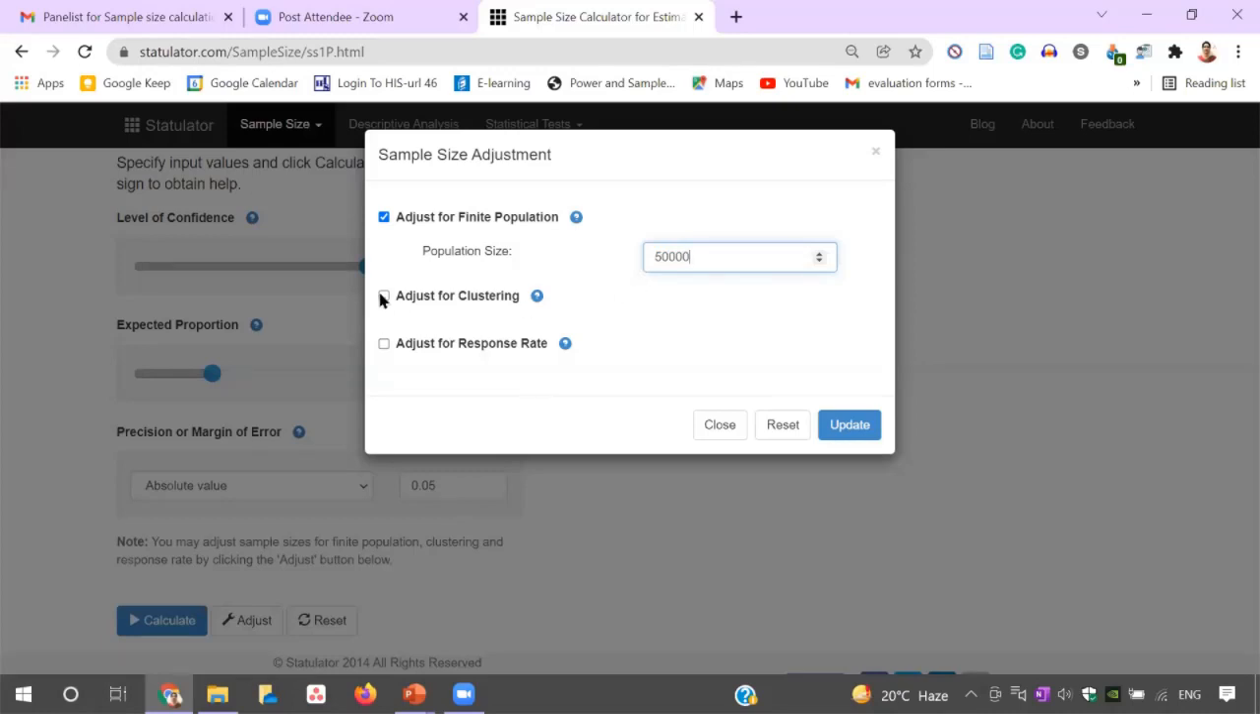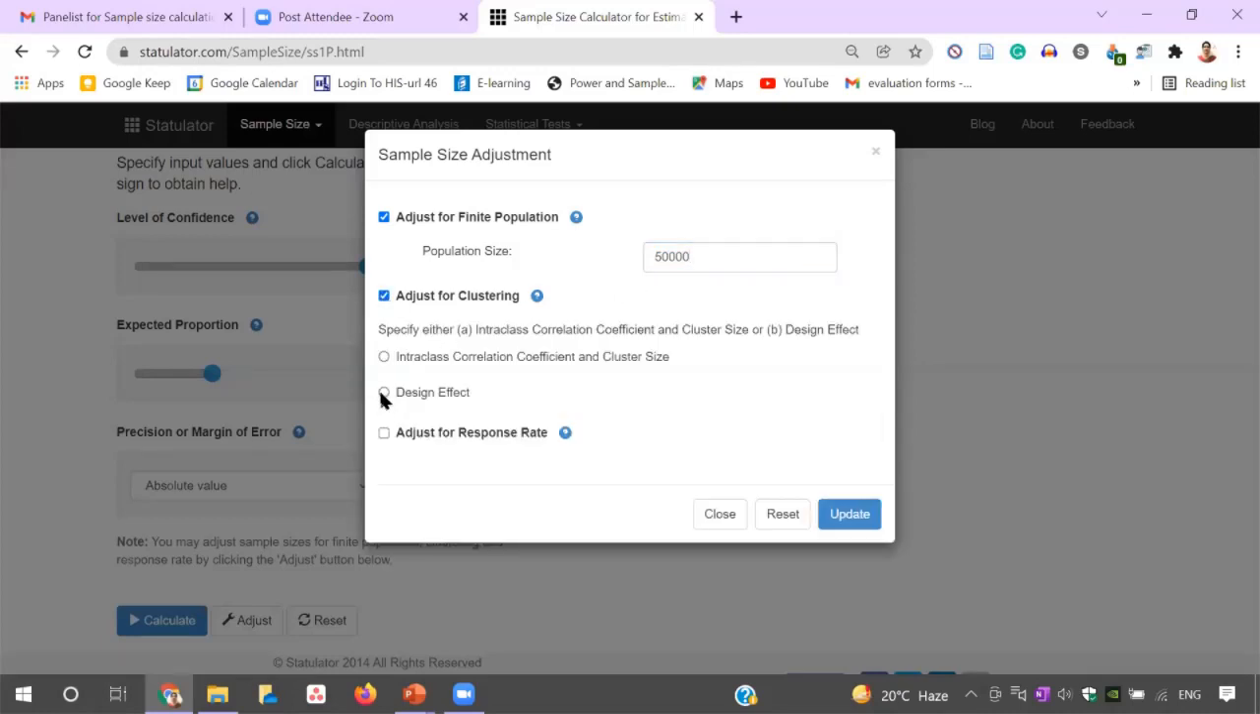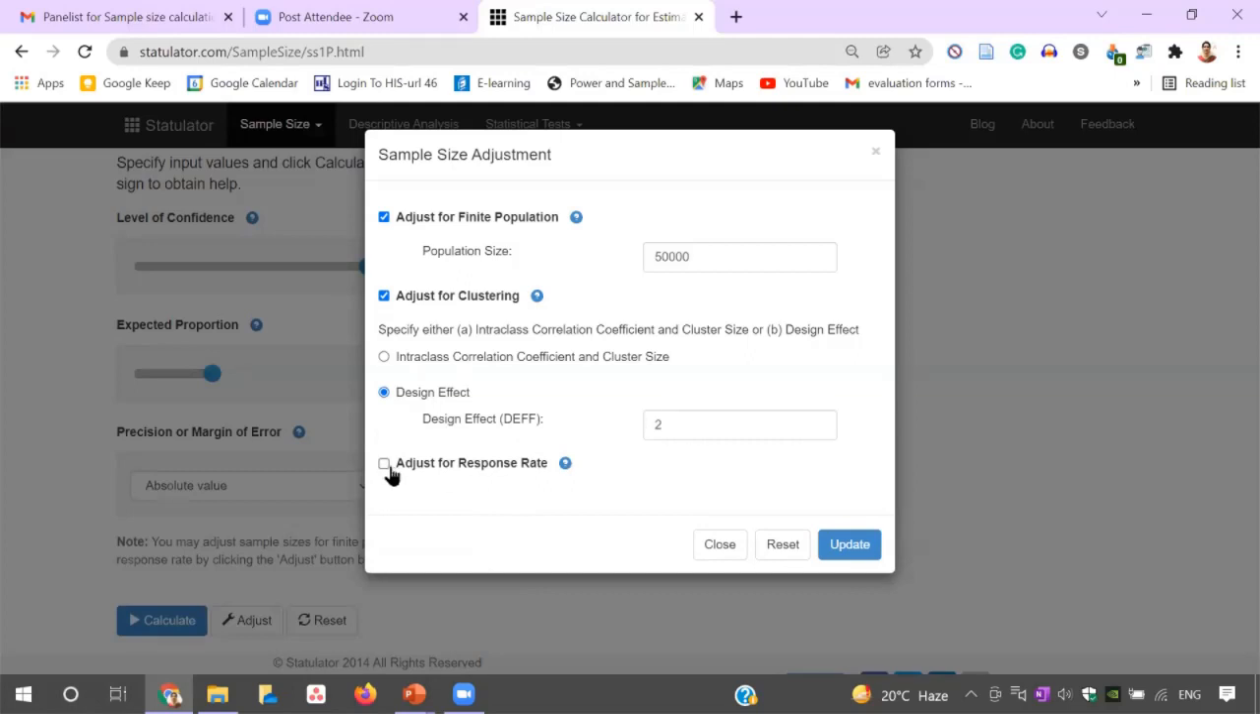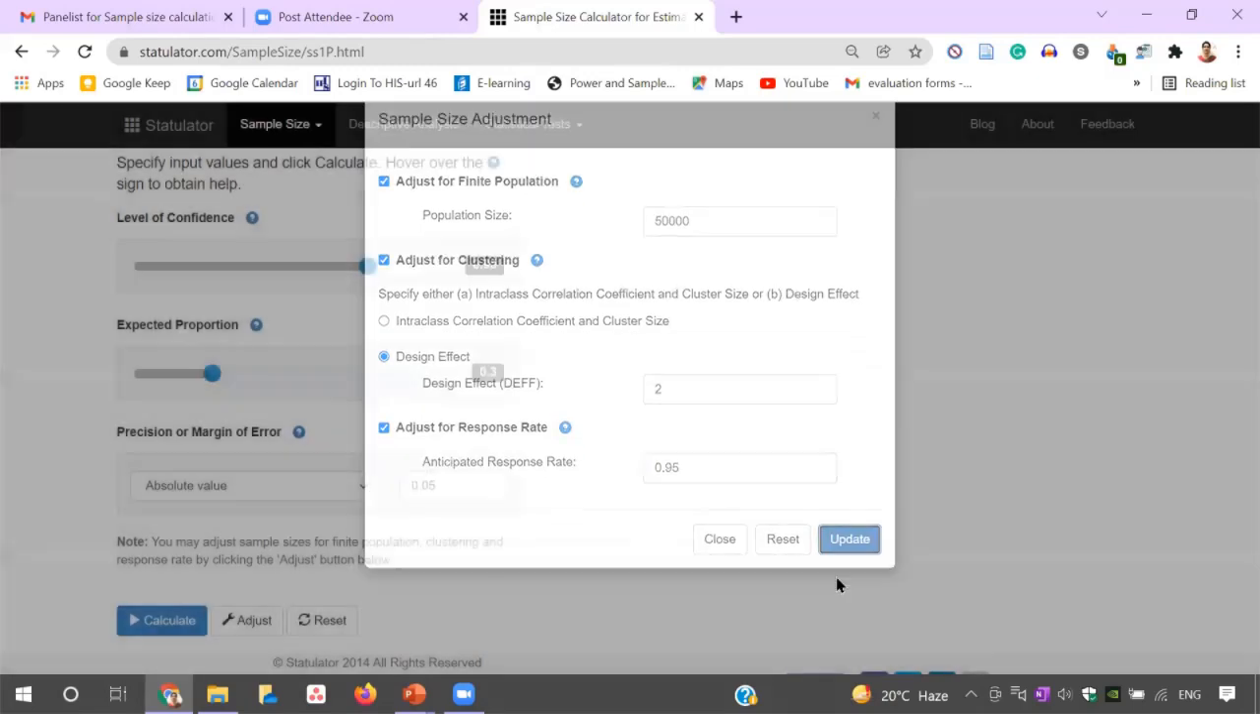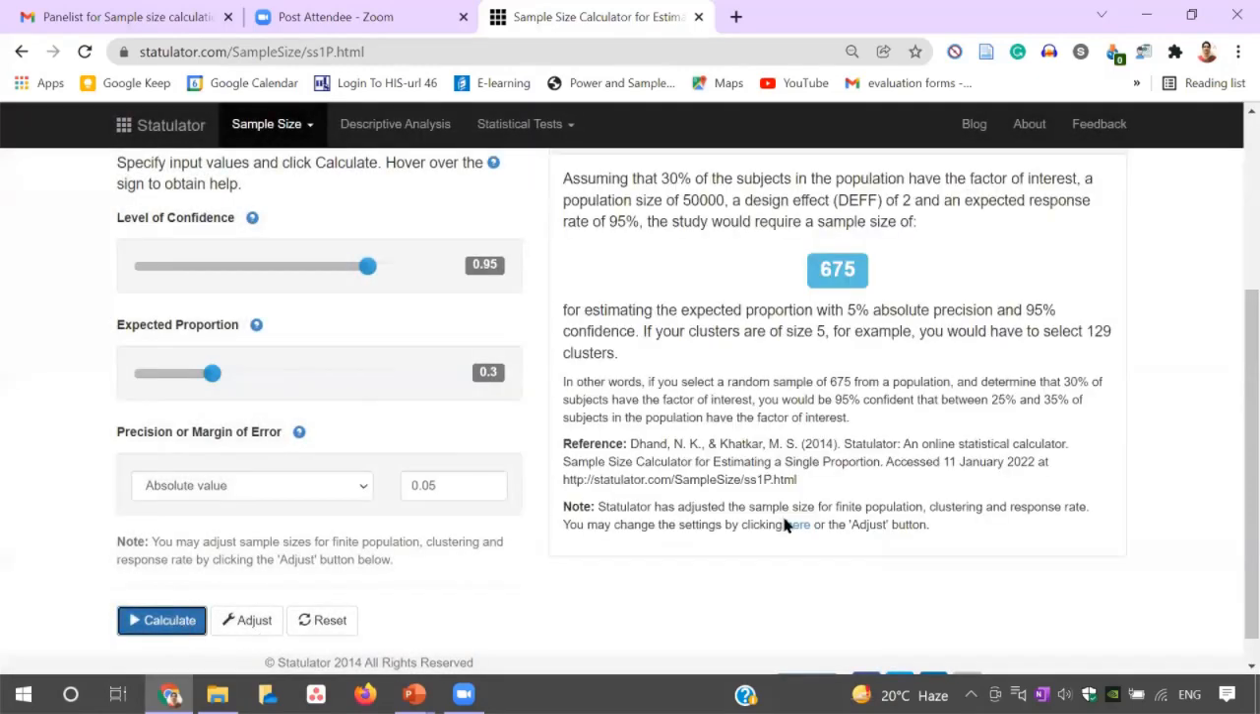For clustering, the design effect of 2 is there, so I have done that. And the response rate is 95%, so I will put this to 0.95. And then I will update this, and then I will press calculate. So you can see the sample size is 675, or 688, depending on, I think, the design effect.